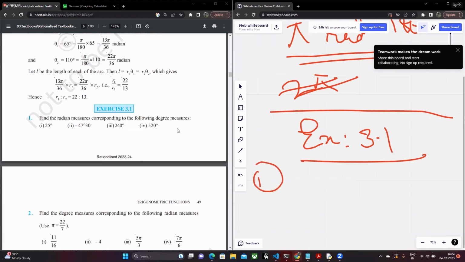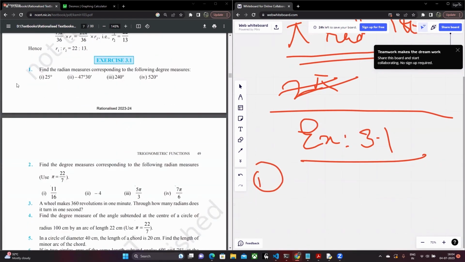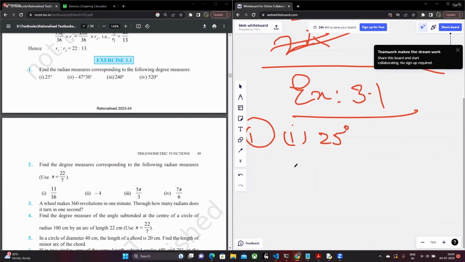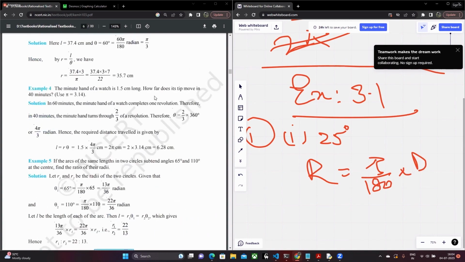Question number 1. Find the radian measures corresponding to the following degree measures: 25, minus 47 30, 22 40, and 520. First of all, we are going to deal with 25 degrees. Fairly straightforward. You know that radians is basically pi by 180 into degrees, which is the formula above here.